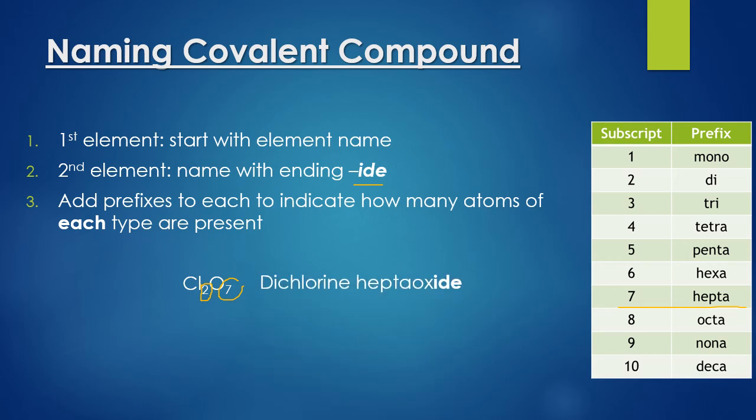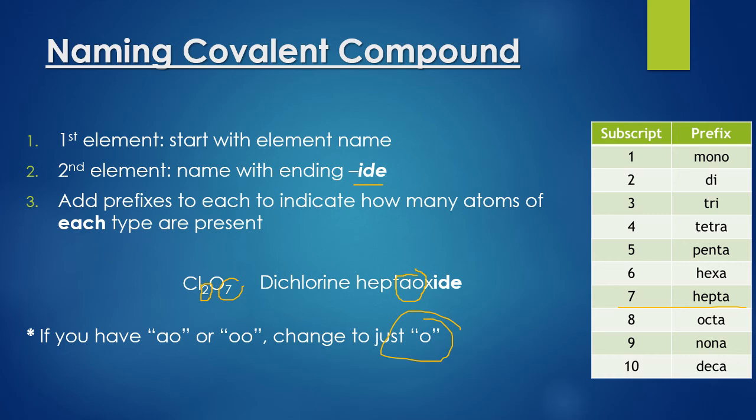So dichlorine heptaoxide. Now notice it looks a little weird having 2 vowels right next to each other. So another rule, and this is just a spelling matter, which I won't ever count you off for because I'm not the best speller myself, but if you have 2 vowels next to each other, an A and an O, or an O and an O, it is just changed to O for the spelling purposes. It would just become heptoxide.